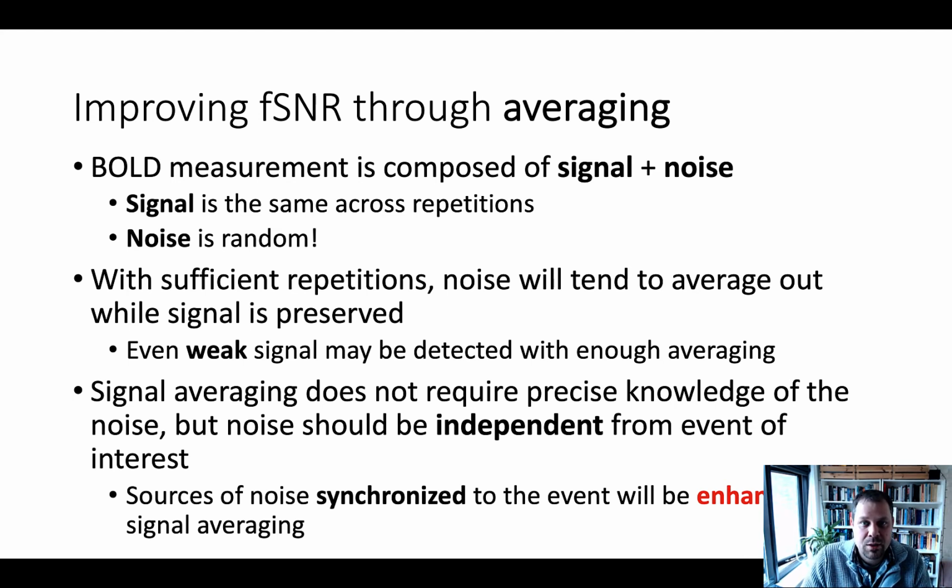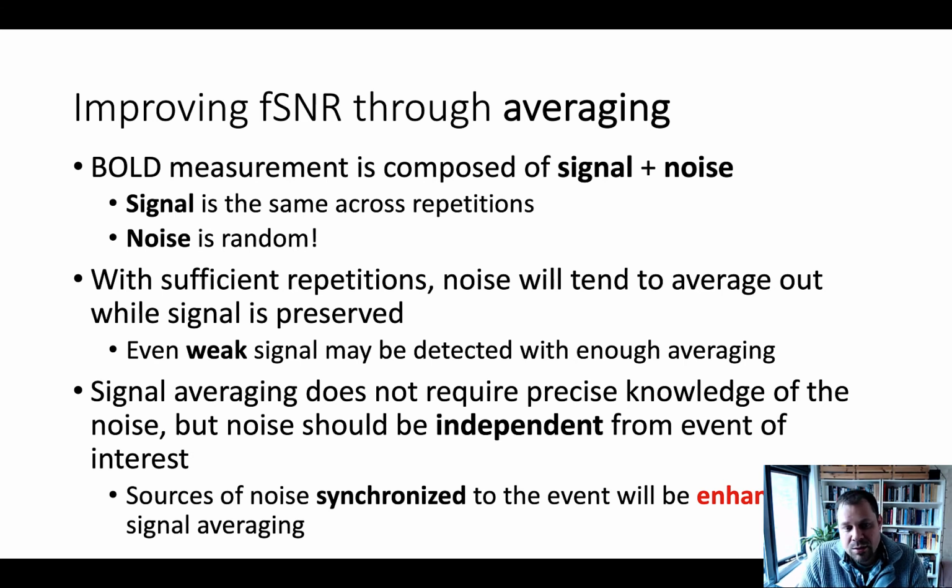So we're getting to a point where even a weak signal can be detected through signal averaging, because the noise over many, many repetitions that randomly falls at different levels within each signal for each repetition will then be averaged out. So we don't need to know exactly how the noise looks like or where it comes from, but it's important that the noise is random and it's independent of the event of interest. And that's basically given by random noise.